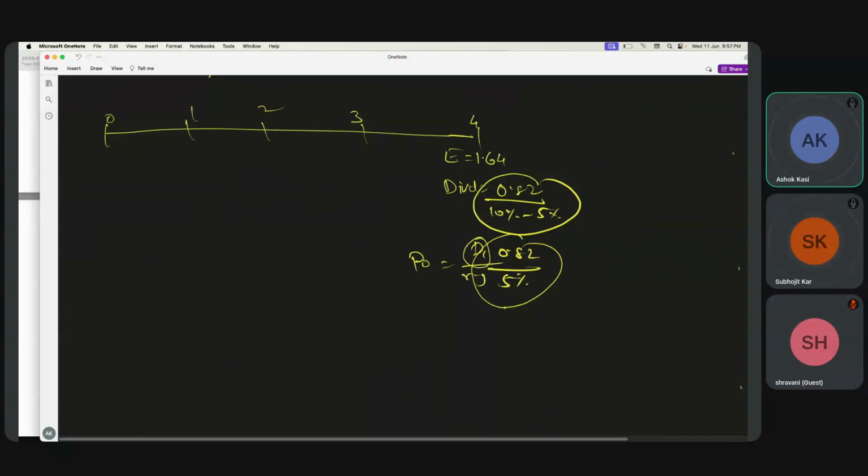D1 is next year, so P0 is the previous year. That's why it will push the price to the previous year. And how much did you get? 16.4. So this is for the third year. Third year, okay.